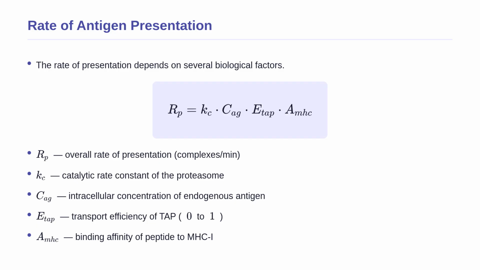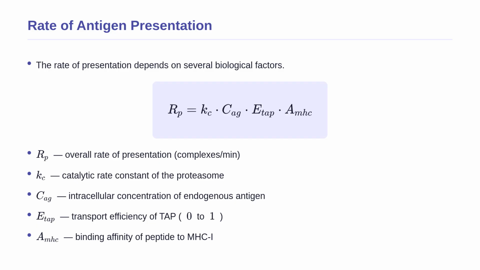First, Kc is the catalytic rate constant of the proteasome, telling us how fast the shredder works. Second, Cag is the intracellular concentration of the viral antigen, meaning how much raw viral protein is present. Third, E-Tap is the transport efficiency of the TAP protein, a fraction between 0 and 1. Finally, AMHC represents the binding affinity of the peptide to the MHC1 molecule.